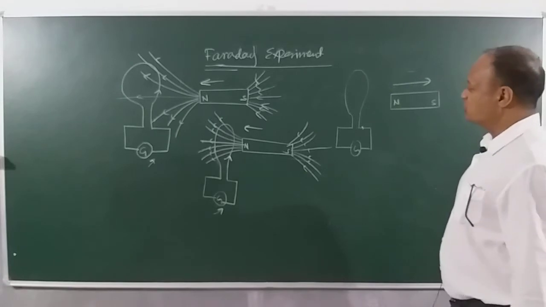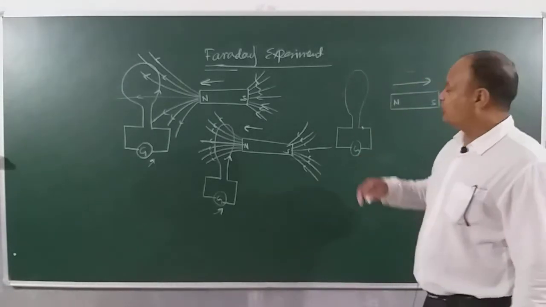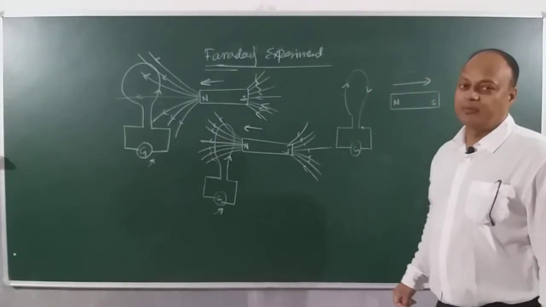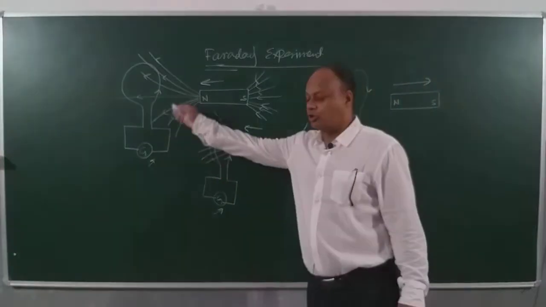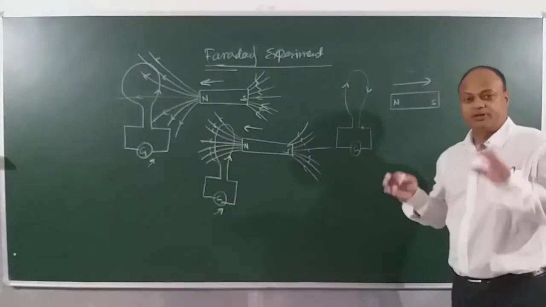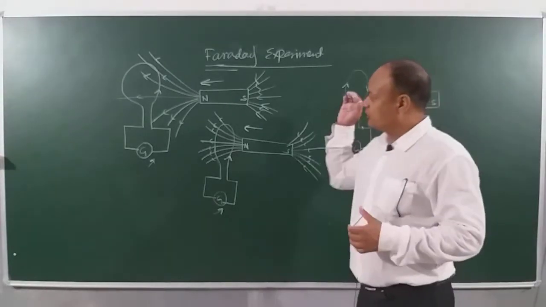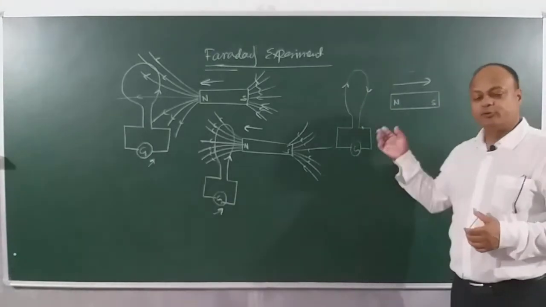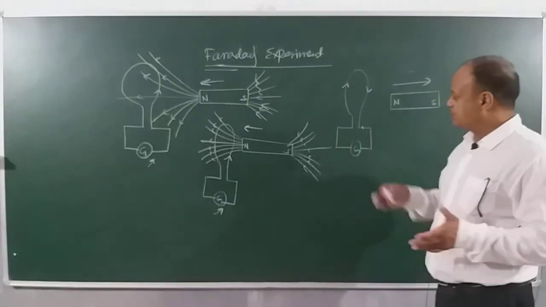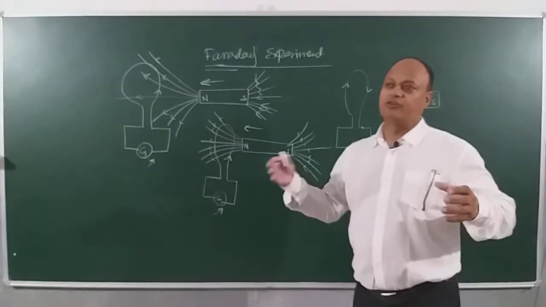In this case also surprisingly he found a deflection here in the galvanometer, but he found the deflection was actually in the what direction? Opposite direction. Here the current is anti-clockwise and he found here the current was what? Clockwise. But in both cases there was current, right? So whether the magnet is moving towards or the magnet is moving away, in both the cases there was deflection in the galvanometer.